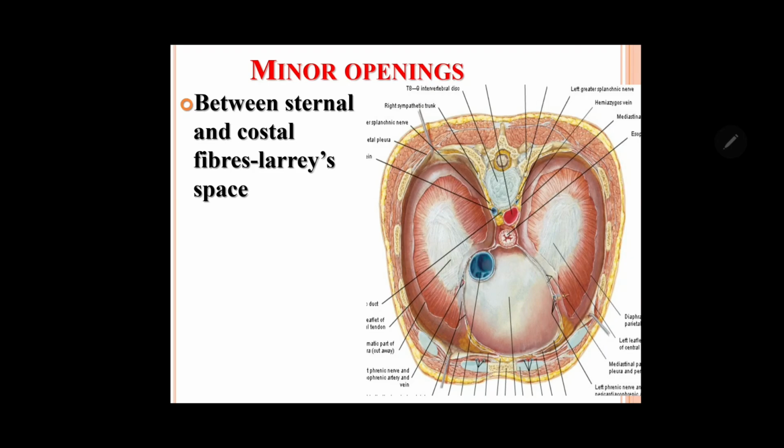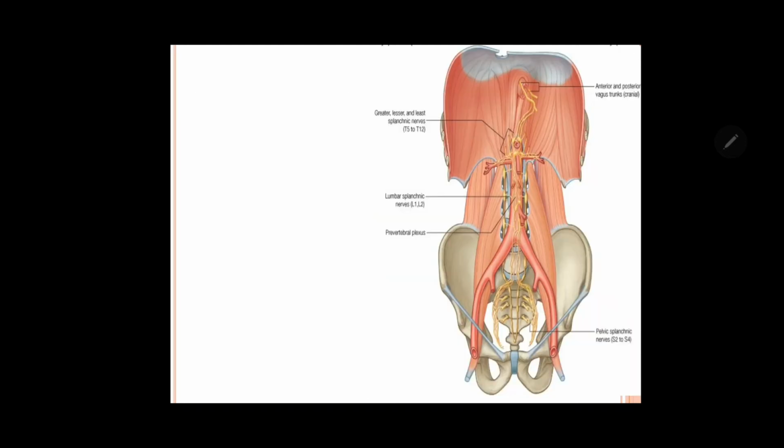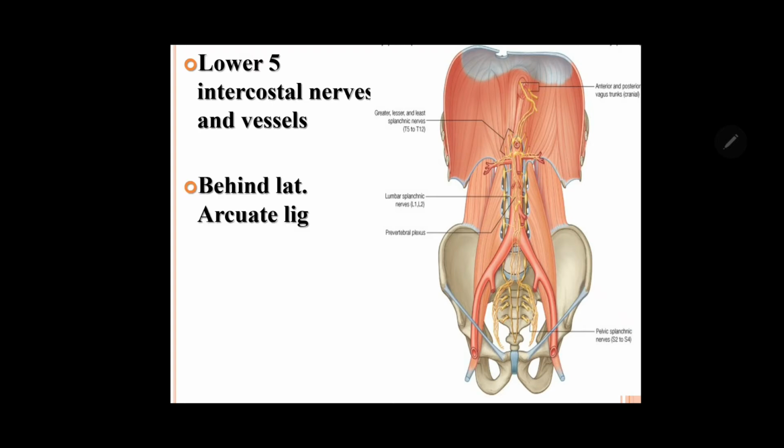Coming to the minor openings, between the sternal and costal fibers, you will see the Larrey space. If it is enlarged pathologically, we call it the foramen of Morgagni. The structures passing through it are the superior epigastric vessels. And the lower 5 intercostal nerves and vessels pass between the origin and the ribs.